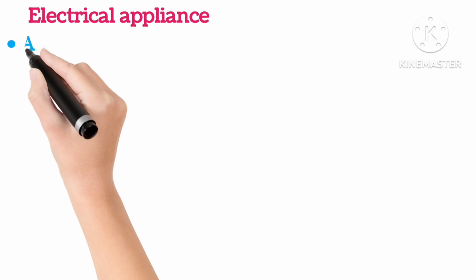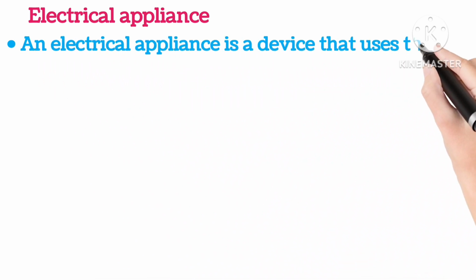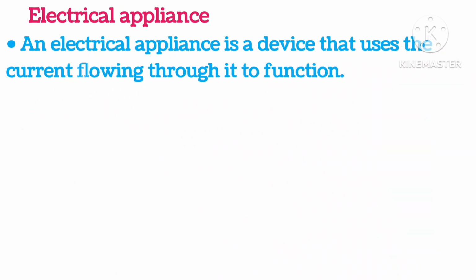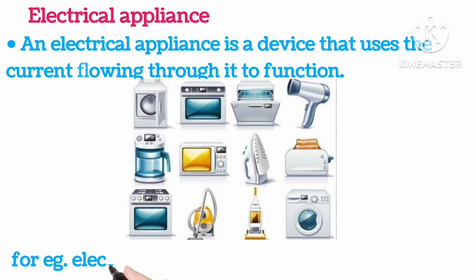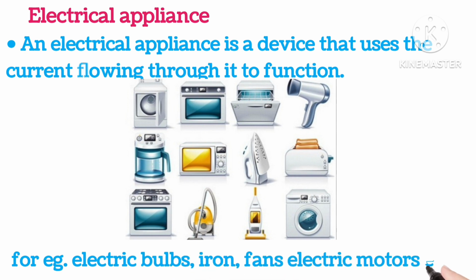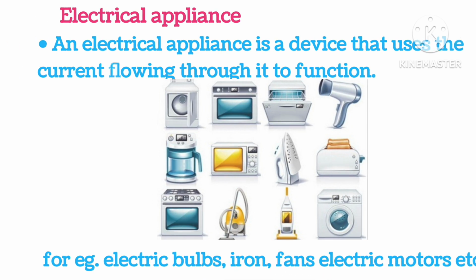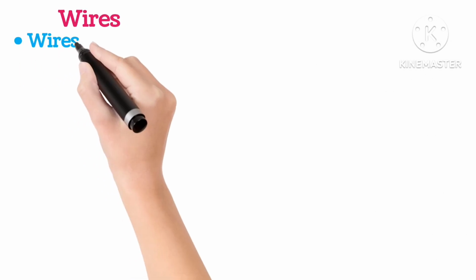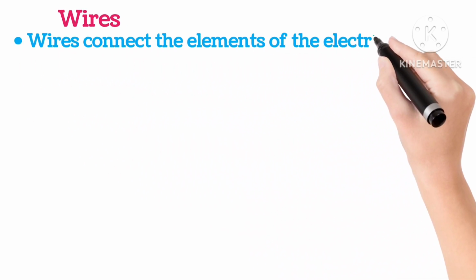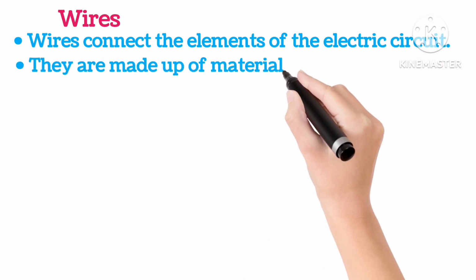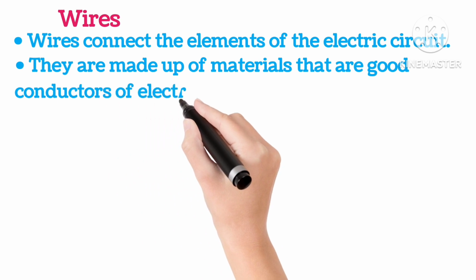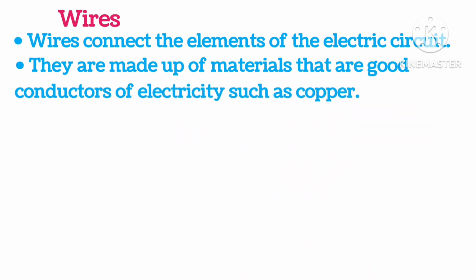Electrical appliance. An electrical appliance is a device that uses the current flowing through it to function, like washing machine, oven, electric bulbs, iron, fans, electric motors. Wires. Wires connect the elements of the electric circuit. They are made up of materials that are good conductors of electricity, such as copper.